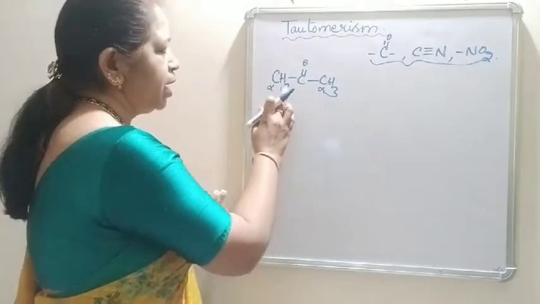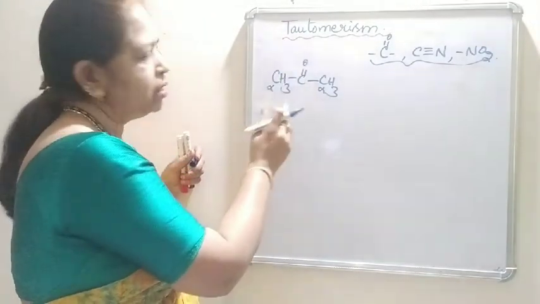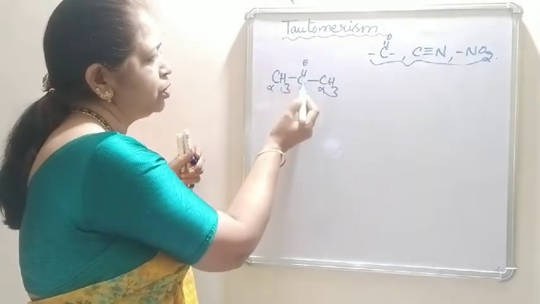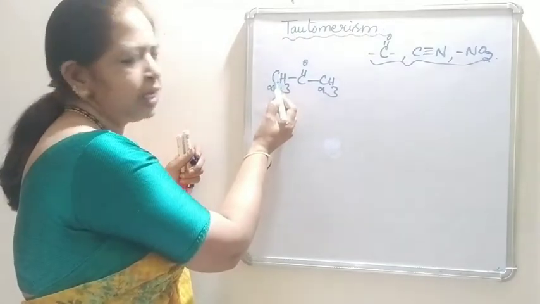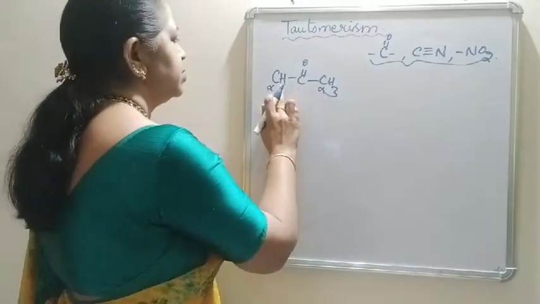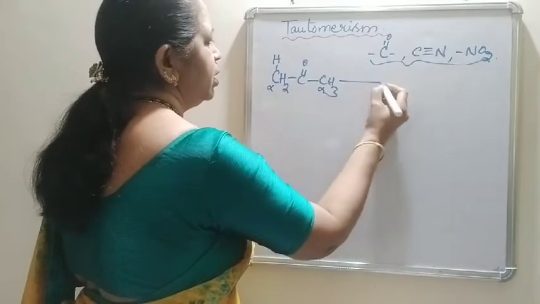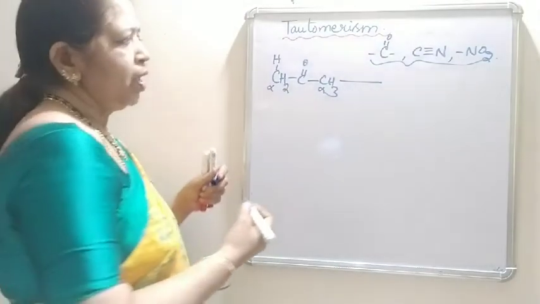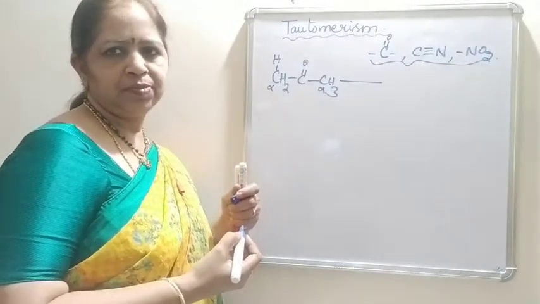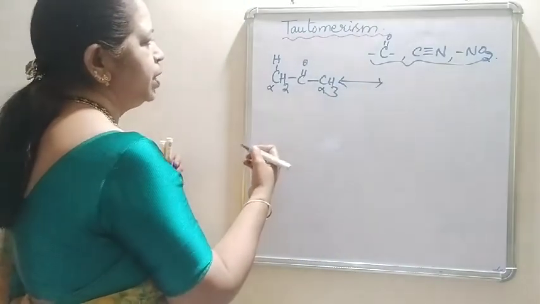In this, the hydrogen on the alpha carbon will migrate towards the oxygen and there will be shifting of a double bond from C double bond O to C. In between C and C, the double bond will be forming. Now I am separating one of the hydrogens and showing how the tautomerism exists. The isomers in tautomerism are known as tautomers. Now they will be in dynamic equilibrium.